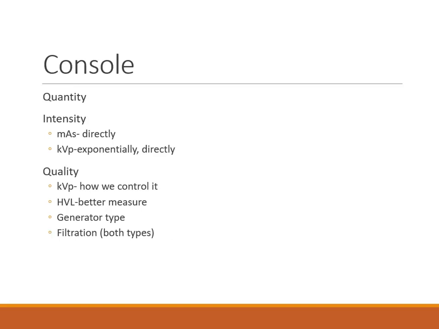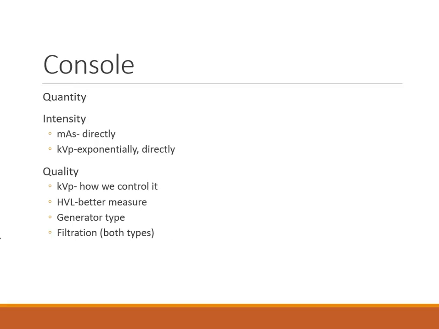So kVp is how we control quality of the X-ray beam, but it's not the best measure of X-ray beam quality. It is a measure of beam quality, but it's not the best measure. Half value layer is a much better measure. Half value layer is the amount of any absorber, but usually aluminum, that it takes to cut the intensity of the X-ray beam in half.